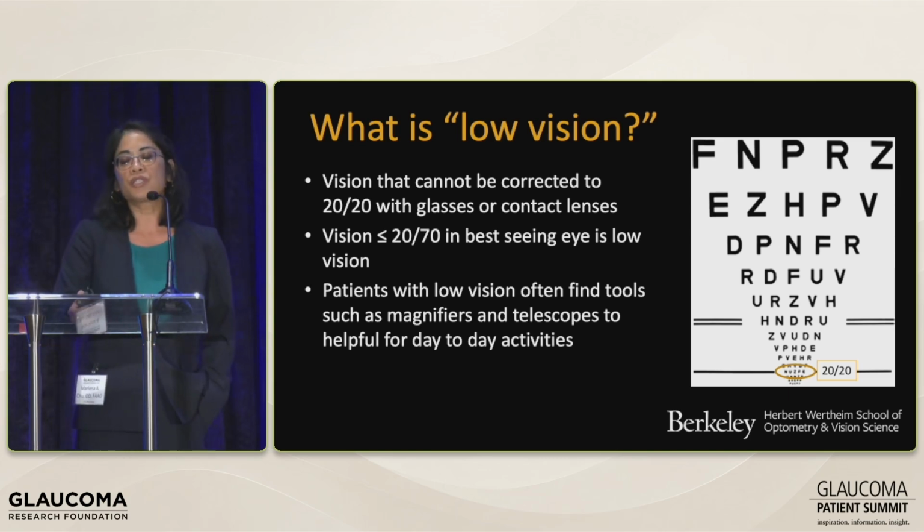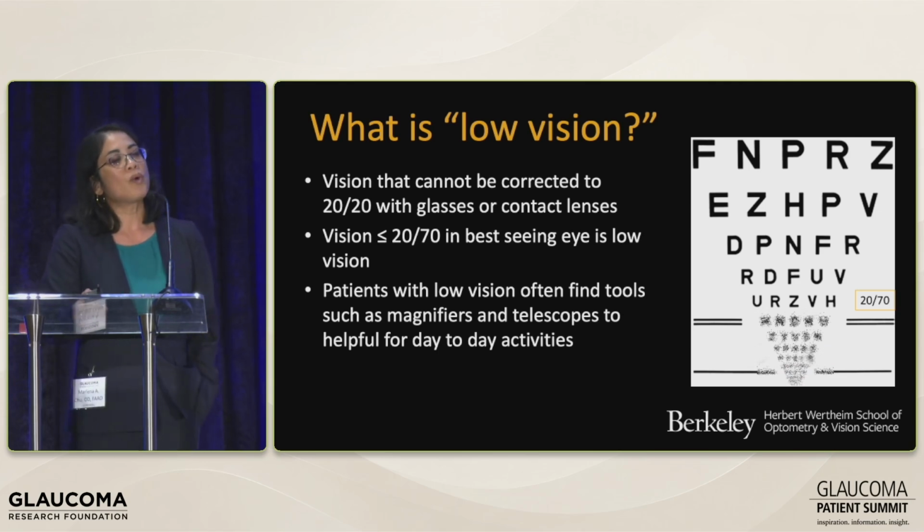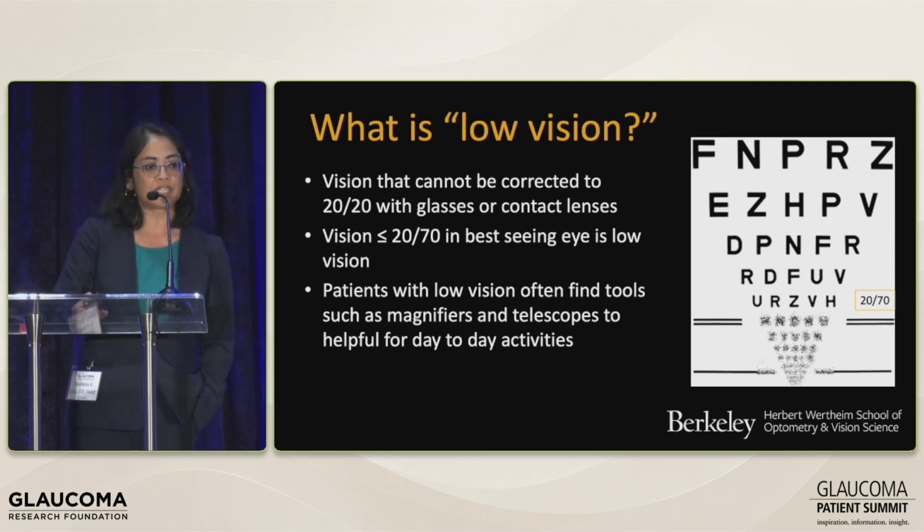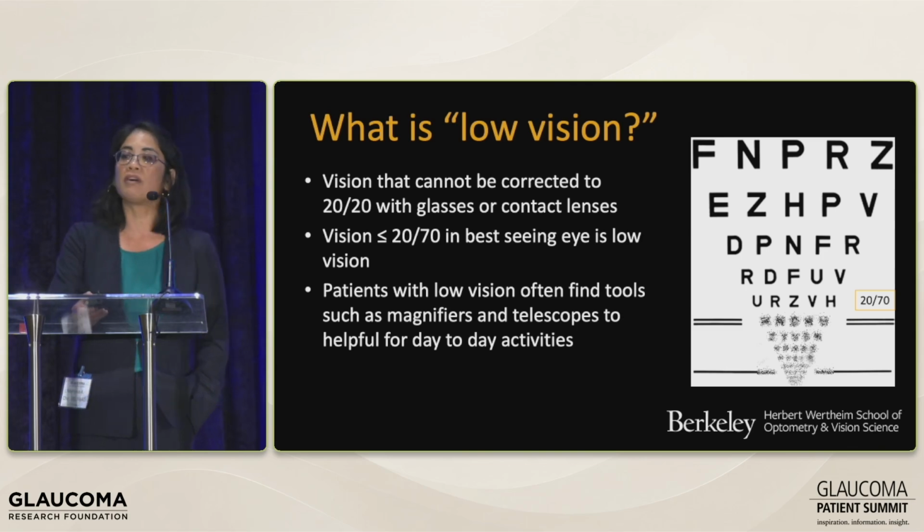Now, most insurance companies may consider a low vision diagnosis and perhaps coverage of a low vision exam when your best seen eye is 20/70 or poorer. And now I've indicated where that may land on this particular chart. So when your vision, even with glasses or contact lenses, is landing around here, you may find tools such as magnifiers or telescopes to be helpful in a day-to-day activity.